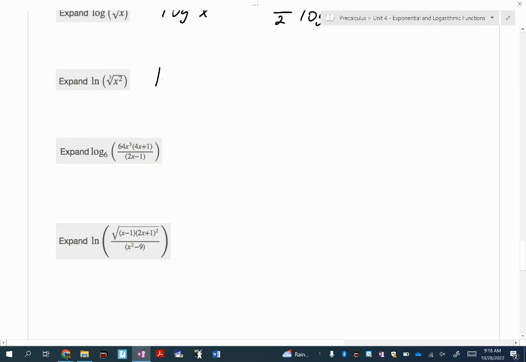Kind of same idea here, the natural log. If I rewrite this cube root of x squared as a rational exponent, it's going to be x raised to the 2/3 power. Remember, whatever is the index is the denominator. So if I move that 2/3 in front, I get 2/3 times the natural log of x.